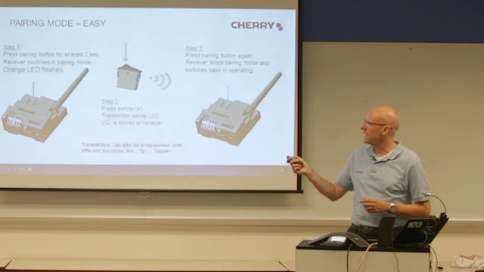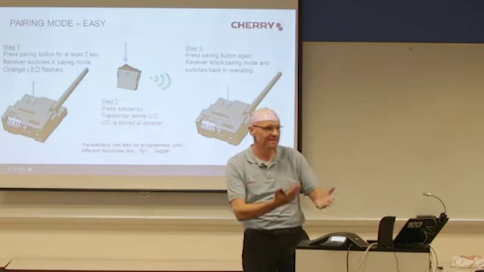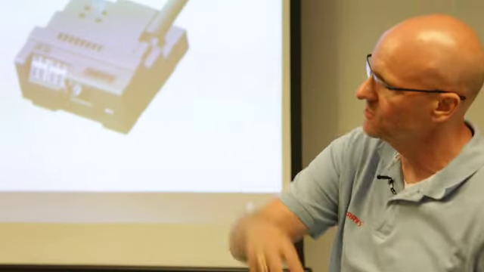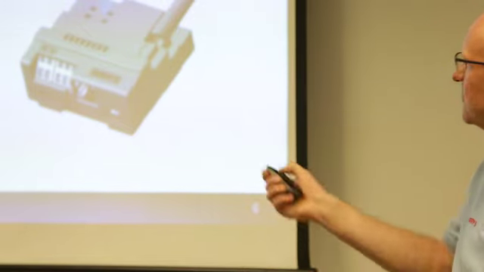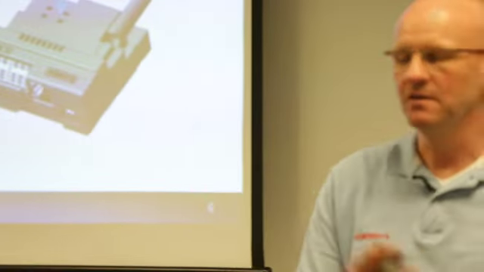Okay, let's go back. So you can press the sender, or 2 senders, or 3, or 4, or maximum 32. And in this time, all the senders you press are learned to the receiver. And when you are ready, you press the push button again, the pairing button. Then the pairing mode is over and the receiver switches back to normal mode, operating mode.